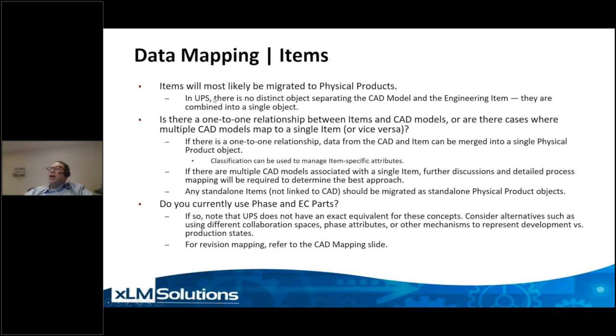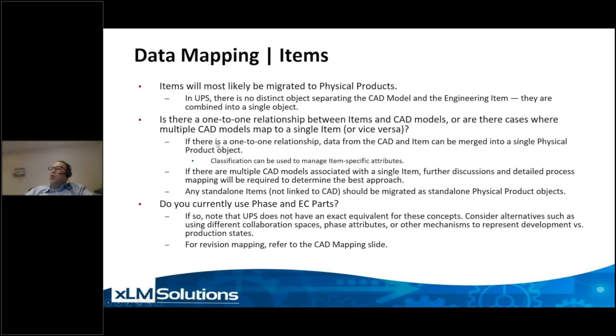And that's kind of my point. In UPS, there's no distinct object separating the CAD model from the engineering item. It's one single item. So if you have Designer Central and Engineering Central, there's various relationships that could come apart. And where things need to be thought out is if you have more than one CAD model associated to an item, kind of like that last point from the CAD mapping slide, or we have multiple items associated to one CAD model. And in both cases, those scenarios need to be thought out.